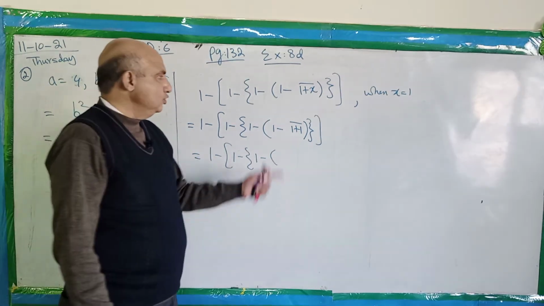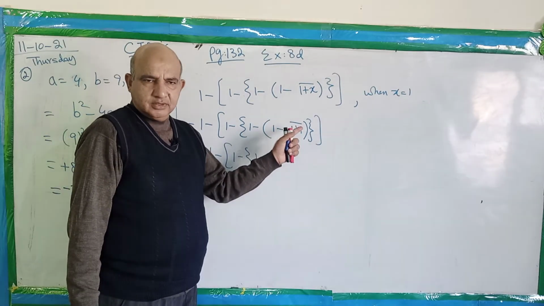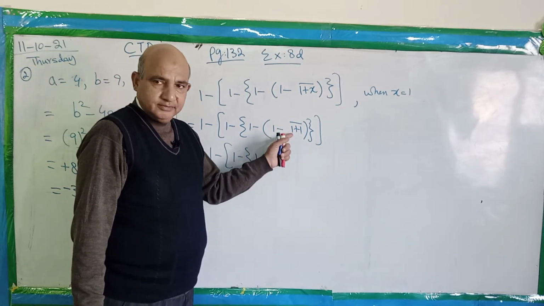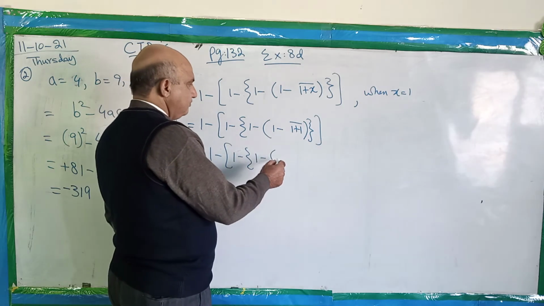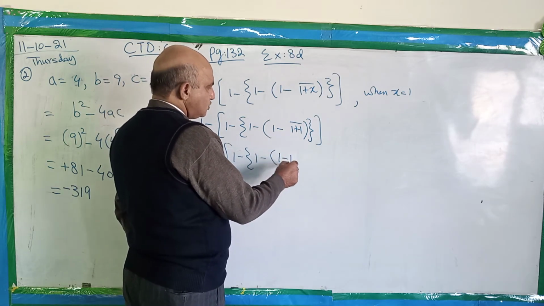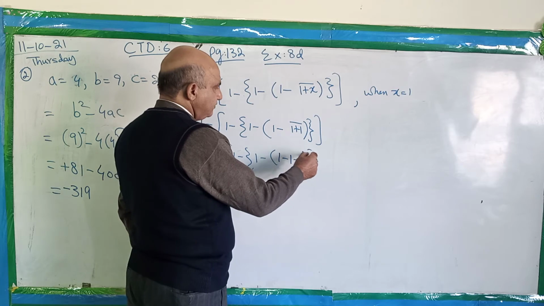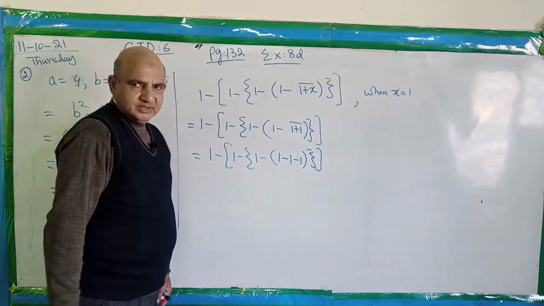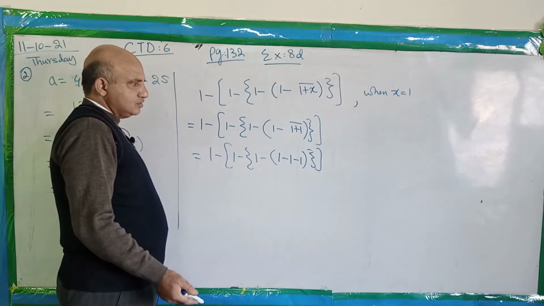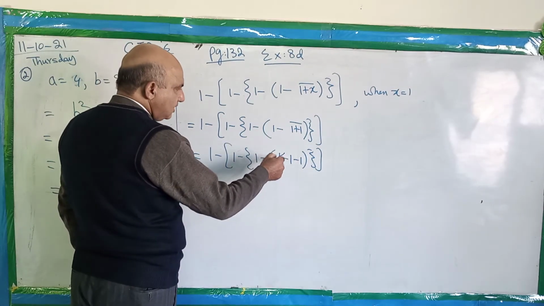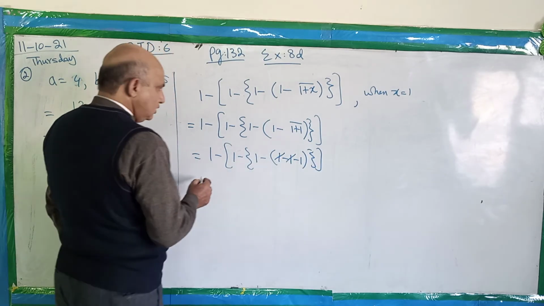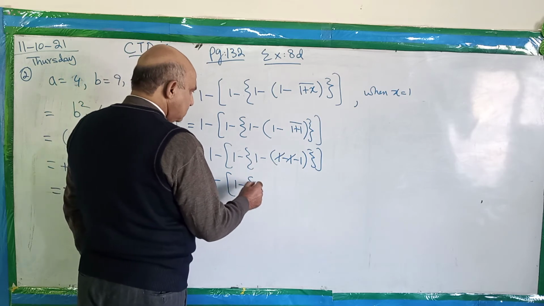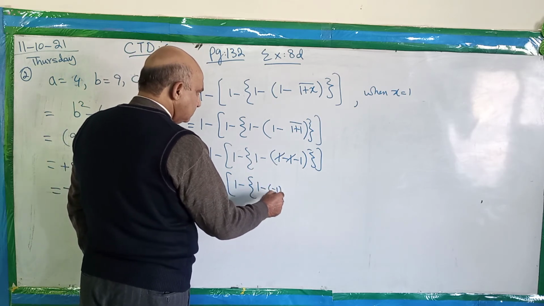Here, when we remove this bracket, right? No. First we'll solve this bracket. So here we want 1 minus 1 minus 1. Right? You can add these two, then you can open this as well. The answer is the same. Now look, minus 1 and plus 1 will be cancelled. So we have 1 minus 1 minus 1 minus minus 1.